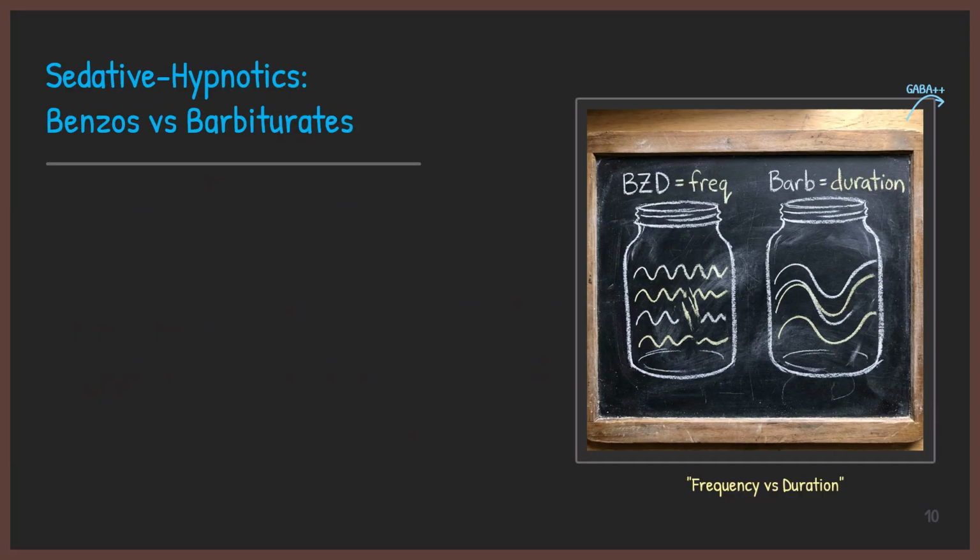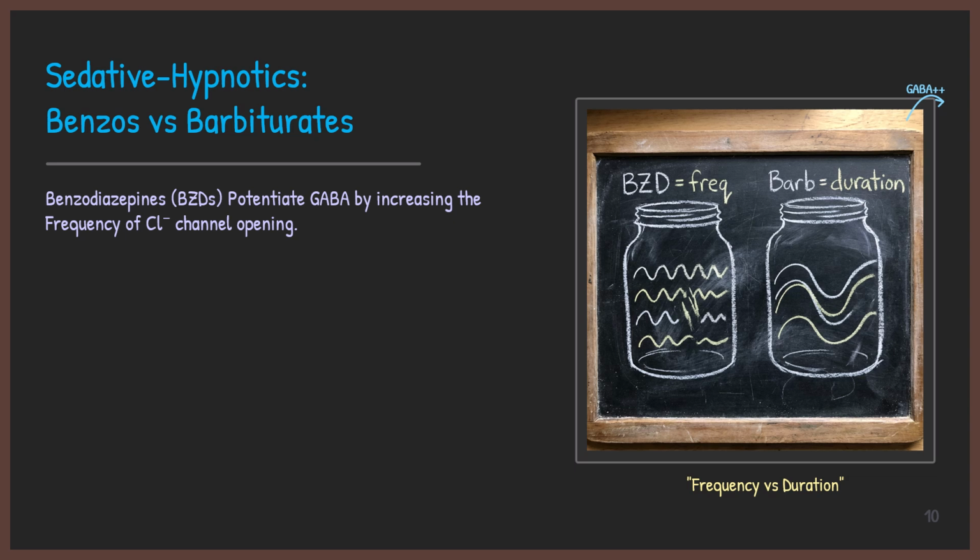Now that we've talked about alcohol, we're going to talk about its lookalikes, benzos and barbiturates. Now, benzodiazepines potentiate GABA by increasing the frequency of chloride channel opening. Remember that, they increase frequency. Whereas barbiturates increase the duration of the channel opening. Remember this because they like to test on benzos increasing frequency, whereas barbiturates increase duration.